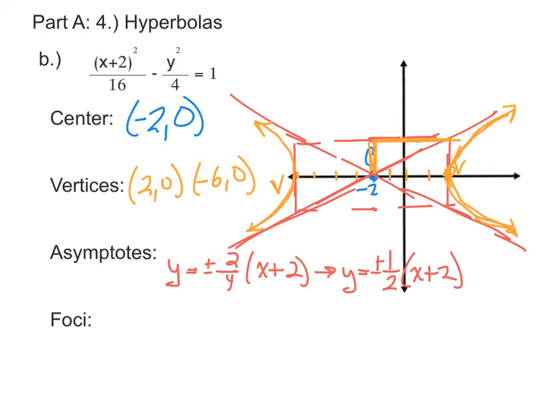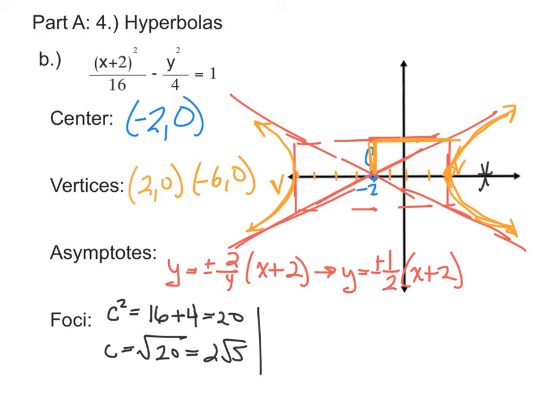Finally, the foci. We're going to calculate the distance by using c squared is equal to a squared plus b squared, those two denominators, and that's 20. So c is the square root of 20, which is 2 square root of 5.